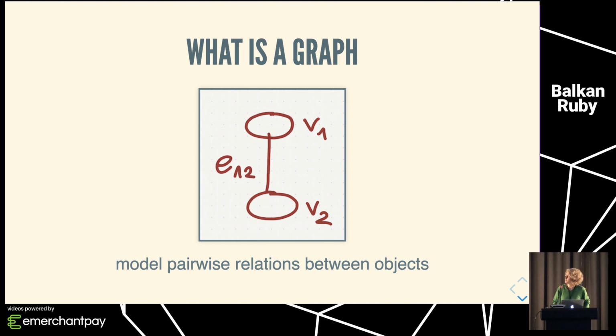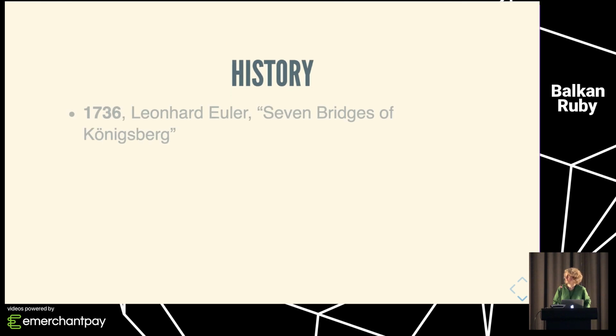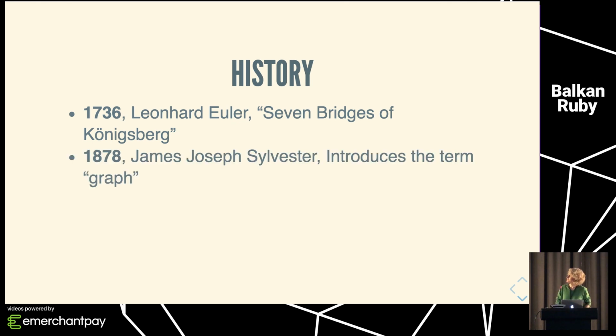Just a few comments about the history. The first problem that was solved using graphs is from 1736. It's the seven bridges of Königsberg. Maybe you have heard about it. When Euler solved it, the term graph itself didn't exist yet. It was used for the first time in 1878.